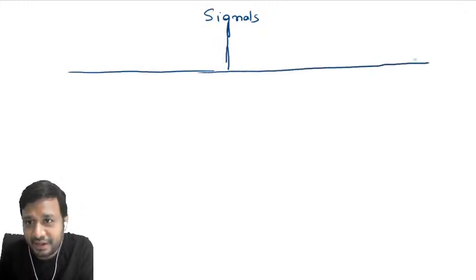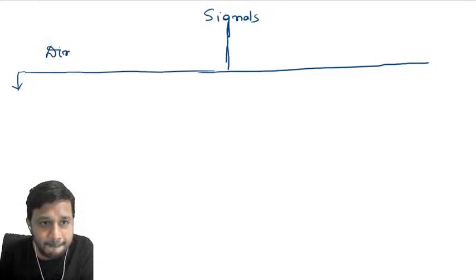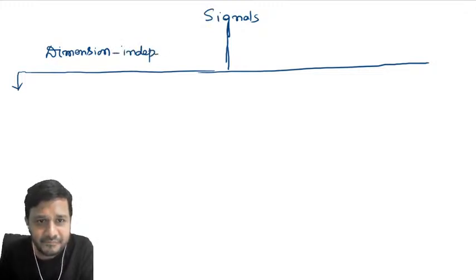Signals are classified or categorized based on something known as dimension. How are we going to classify signals? Based on dimension. What is this dimension? It stands for an independent variable.